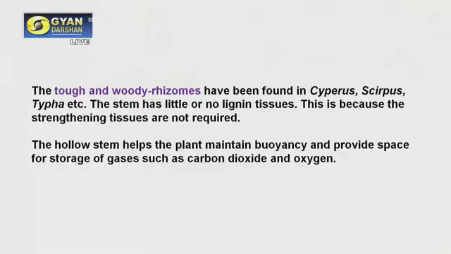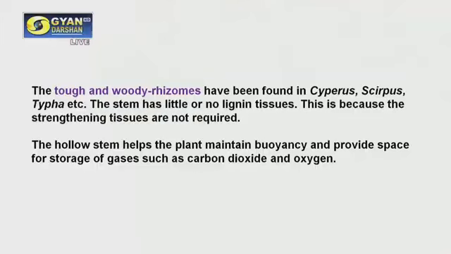Then we come to the stem. Compared to the root, stem is well developed. It's a tough and woody rhizome, at least in some species like cypress, typha, etc. Particularly in the emergent species, the stem is quite developed. Whereas in case of those plants which are free floating or which are submerged, the stem is not that developed. But in any case, the stem is better developed as compared to the roots. And another feature, that is, the stem does not have any lignified tissue.